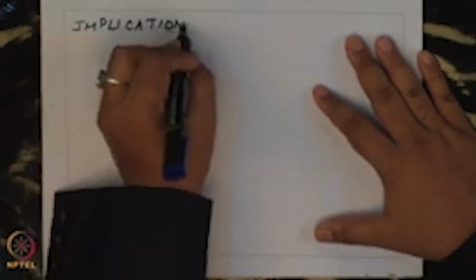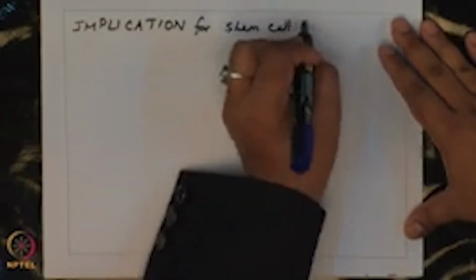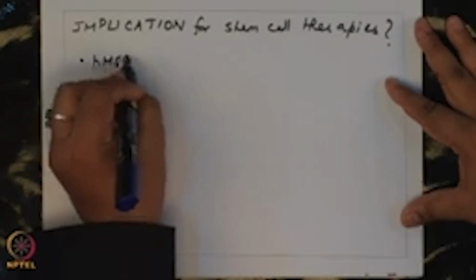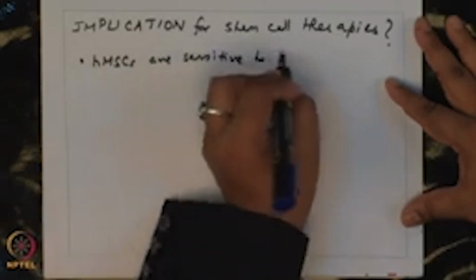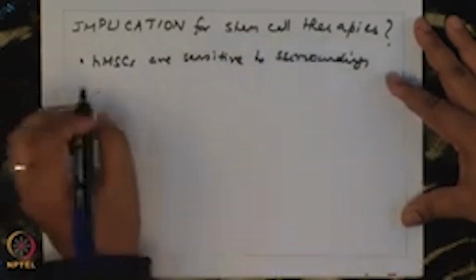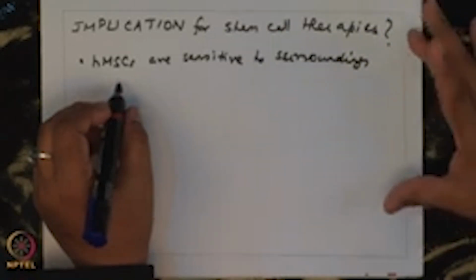So, what is the implication? What implication does this study have for stem cell therapies? First of all, if HMSCs are sensitive to their surroundings, then where you are injecting will have a dramatic effect on what the HMSCs differentiate into.